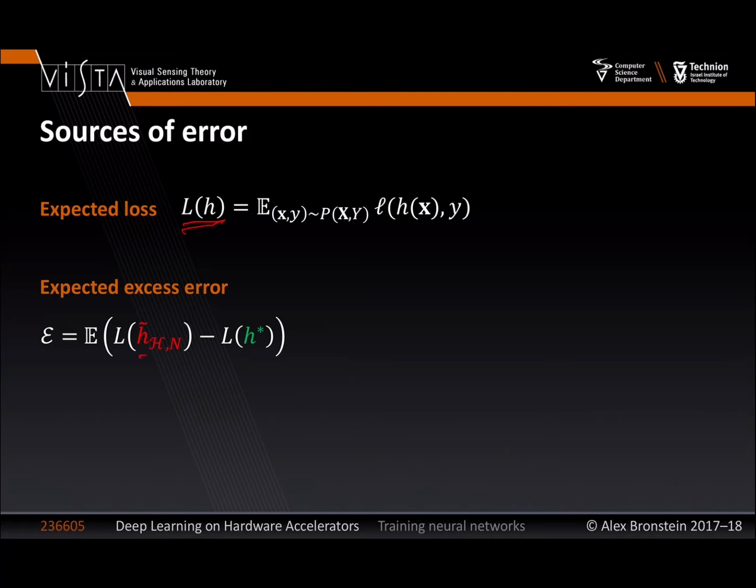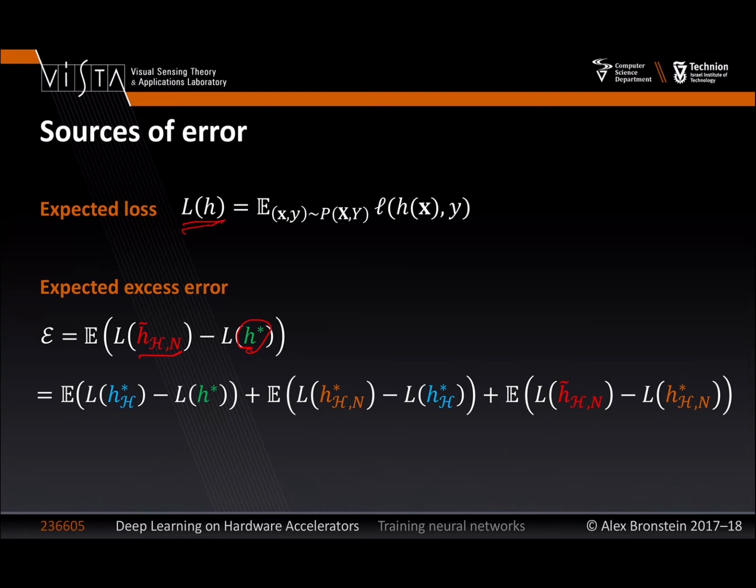And obviously, it has some gap between the ideal loss that we would like to obtain on this minimizer of the ideal loss. We're going to get something worse, okay? And this worse can be actually decomposed into 3 terms. So this basically excess error can be decomposed into 3 terms. So the first term, I will call it the approximation error.